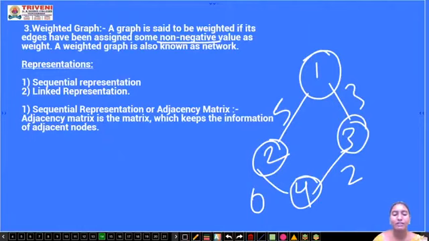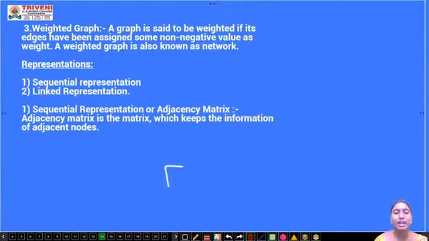And representation of the graphs is here 2 types. That is, one is sequential representation and second one is linked representation. What is sequential and what is linked representation? Elements will be stored in the sequential way, like adjacency matrix it will be used, then it is the sequential representation. And linked representation we already learned about this. Next one is here we can identify this one with the different types, sequential representation or adjacency list.